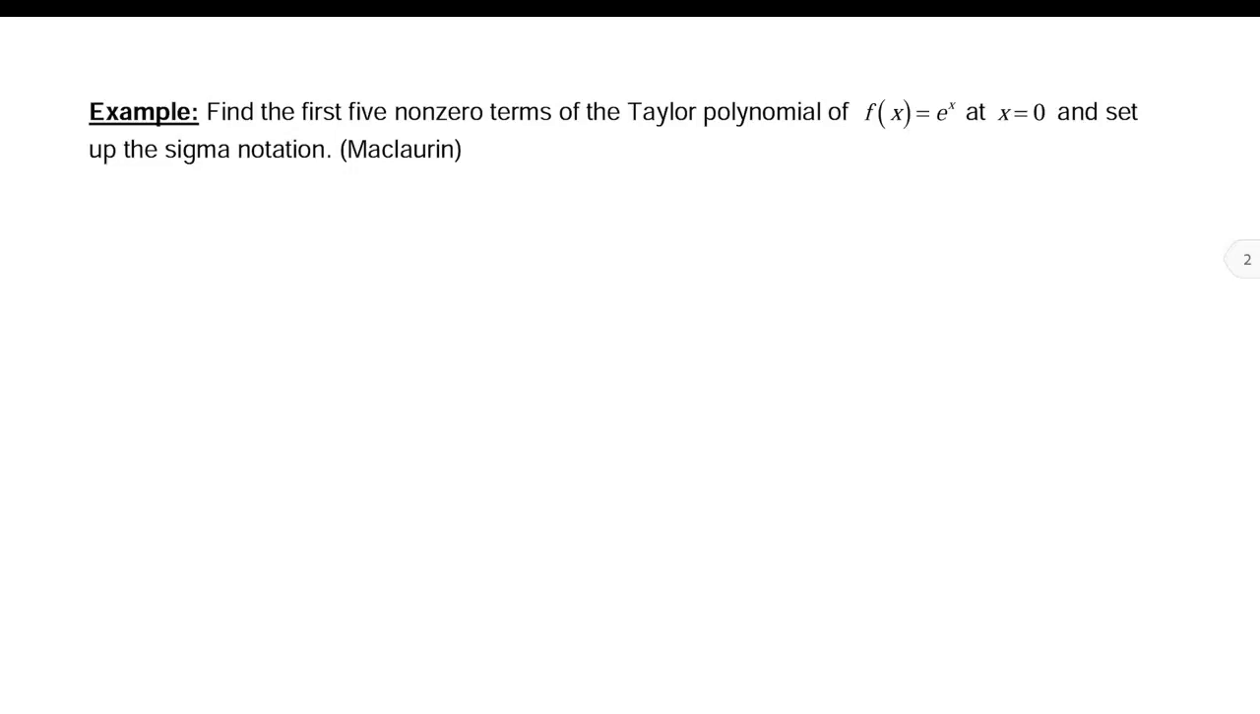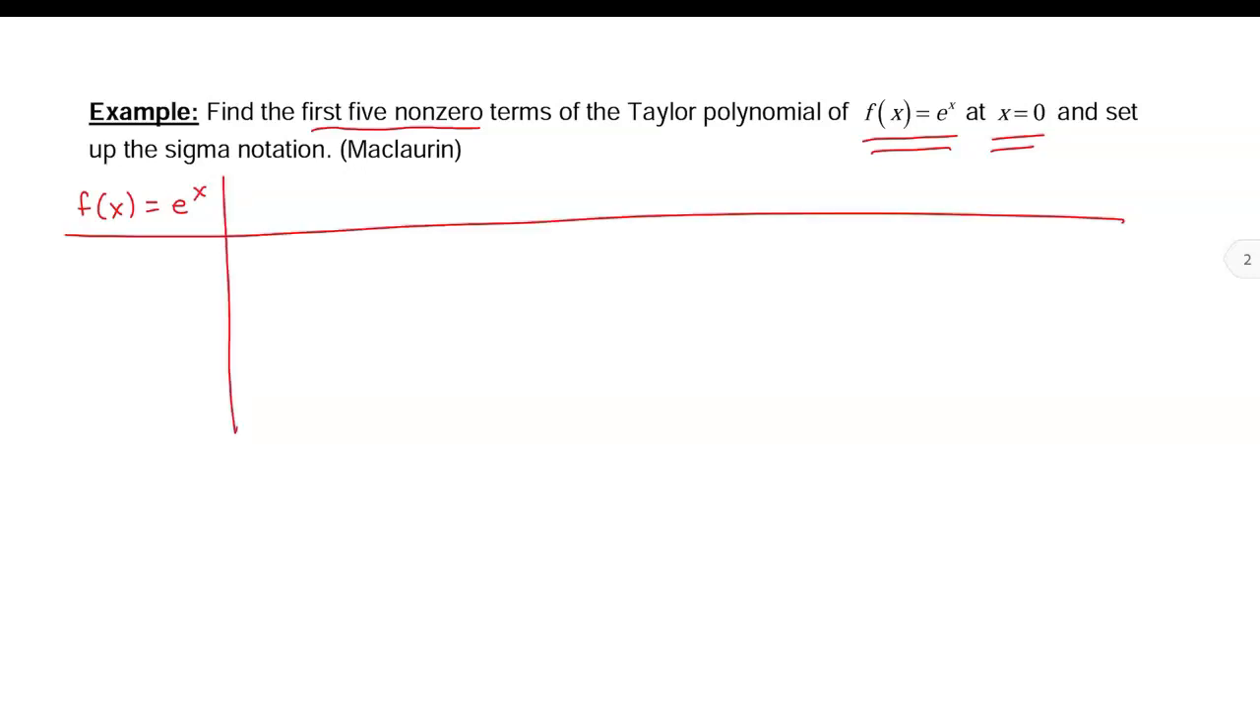For the next example, we're being asked for the first 5 non-zero terms of the function e to the x. It is centered at x equals 0. So that means we're actually finding a Maclaurin. I'm going to set up a table and I will write the function e to the x first, and then I'll list the derivatives. I need 5 non-zero terms.